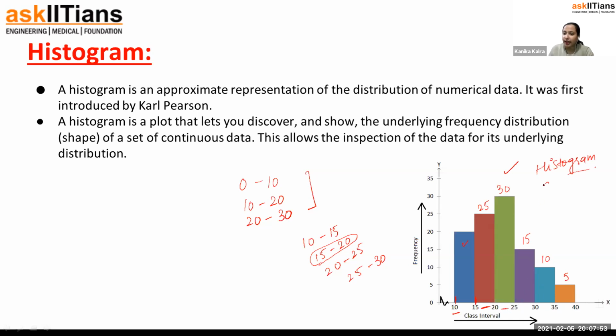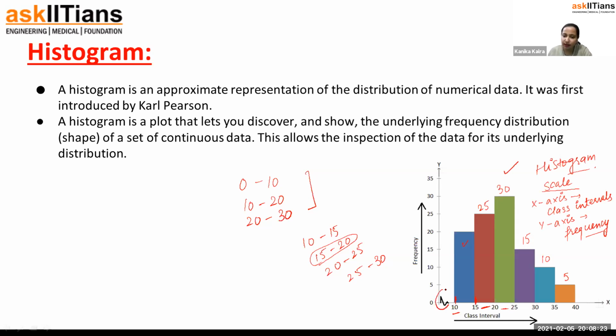Again, as I told you, do not forget to mention the scale. So on the x-axis, they have taken class intervals. On the y-axis, they have taken the frequency. So again, the scale is really important. It's the same as that of a bar graph, like how you plot the bar graph.